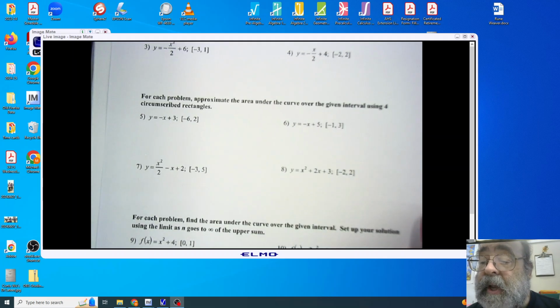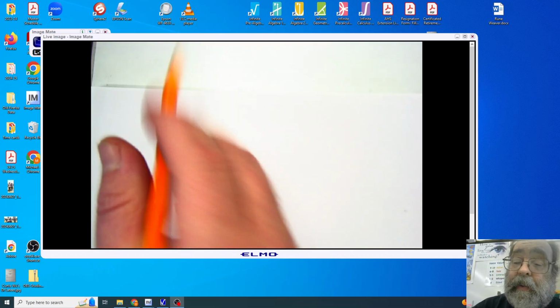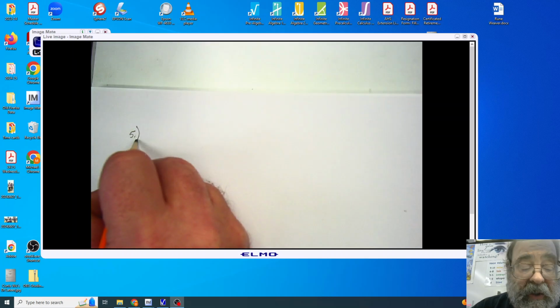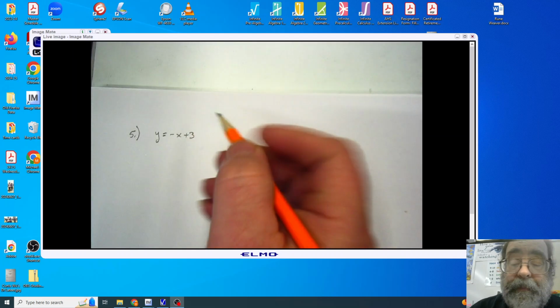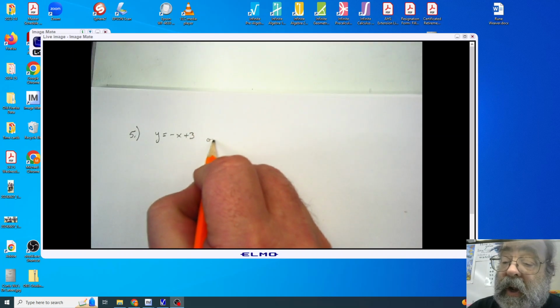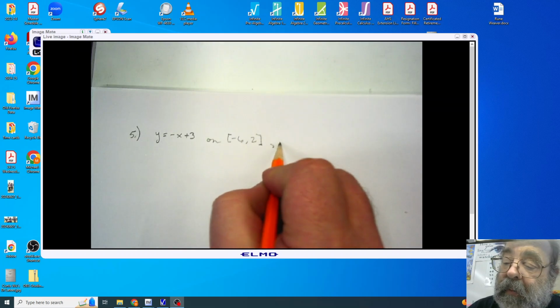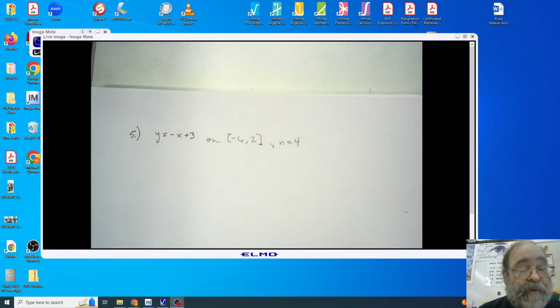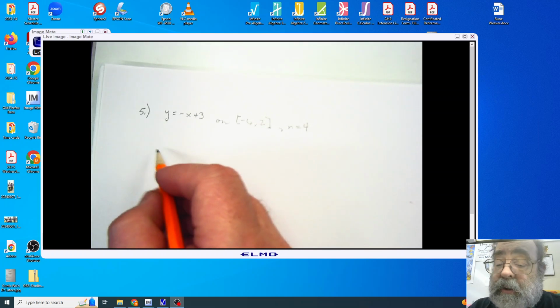Alrighty, let's go ahead and begin. Just as we did before, I'm going to graph it on a separate piece of paper, and I'm going to make sure that I list the important information. That y is negative x plus 3. We are working on the interval negative 6 to 2, and we want 4 rectangles. Now once again, this is simply a linear equation.